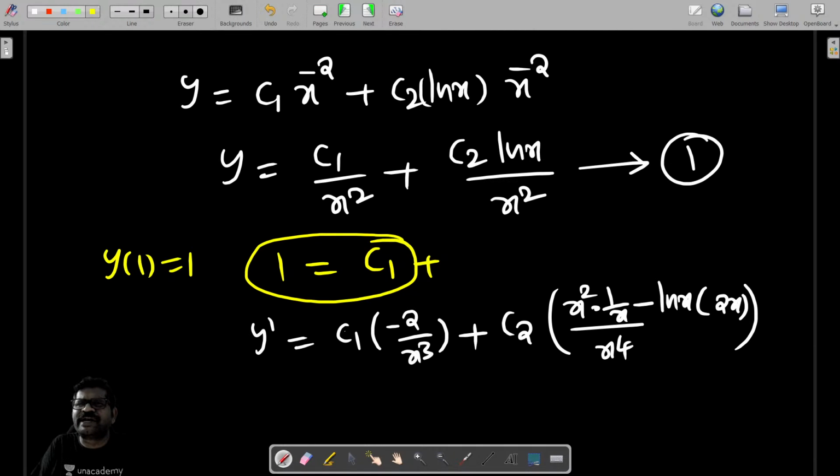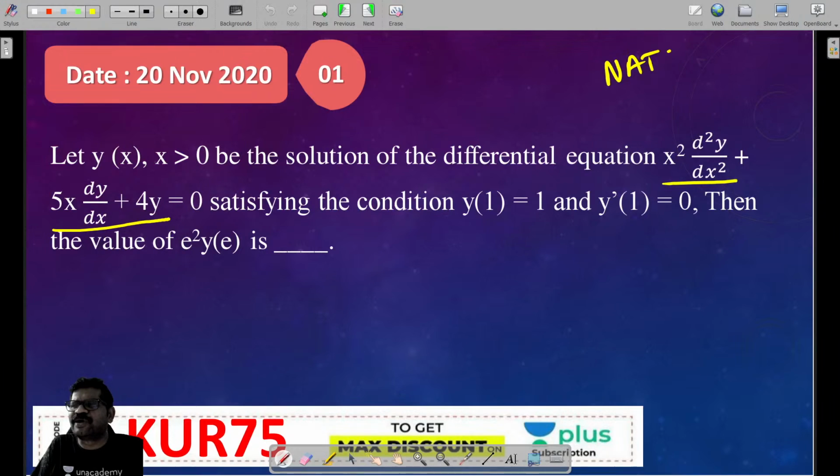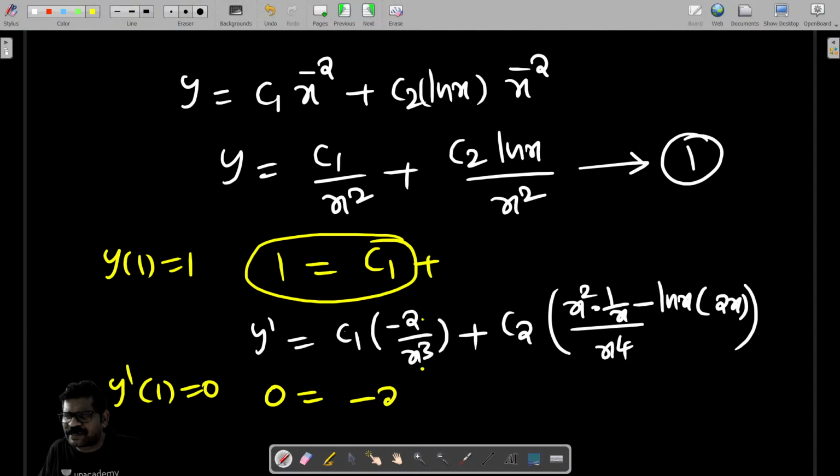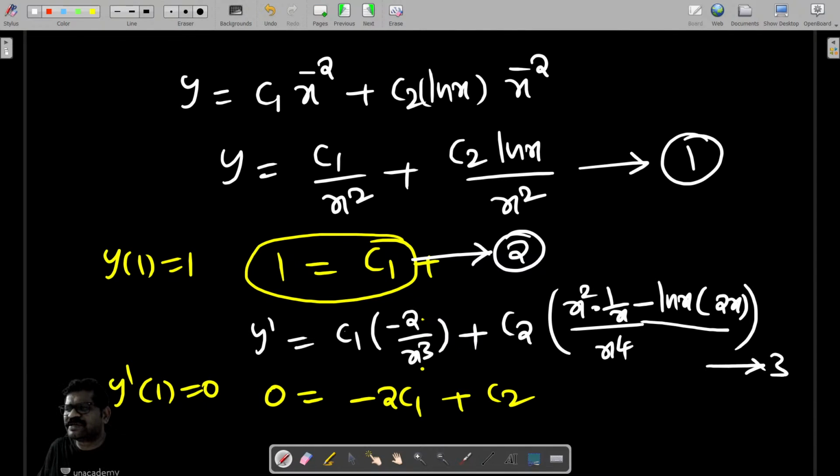Now the boundary condition is y dash of 1 equal to 0, that is, y dash is 0 when x is 1. So minus 2 by 1 cube minus 2c1 plus c2 log 1, and log 1 is 0, so that term vanishes. So this is called equation 2, this is called equation 3, this is called equation 4.